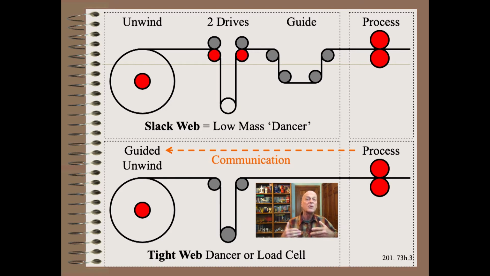Specifically, we will almost always need some sort of guide to clean up the web's path position. Sometimes this is a simple passive guide, such as edges. Sometimes it requires an active guide. In any case, these extra parts are required simply because the slack web operation broke several rules of web handling.